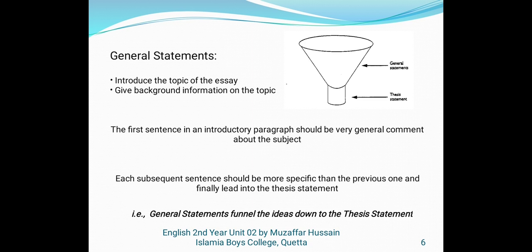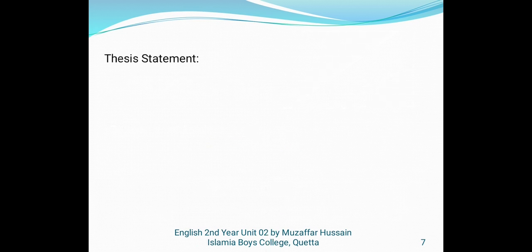Now see this picture above. You can see that the general ideas are bigger and the thesis statement is very specific. So this is the way of writing an introductory paragraph. You come from general to specific, and the last sentence, which is your thesis statement, should be neither too broad nor too particular, so that you could write some paragraphs on it.